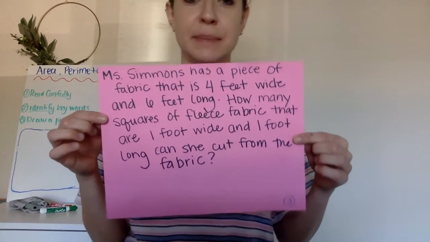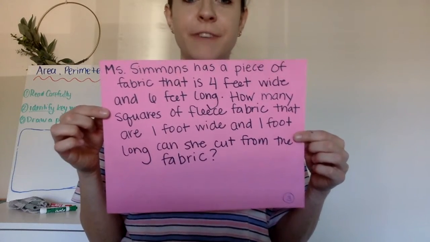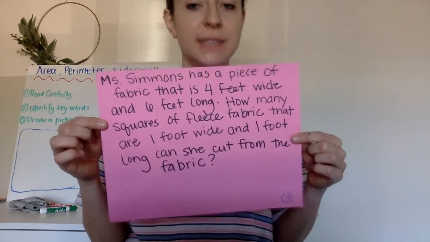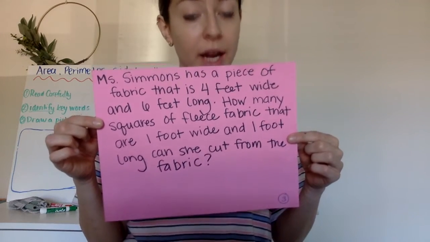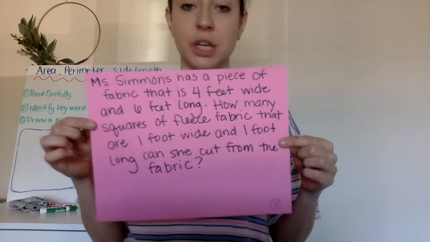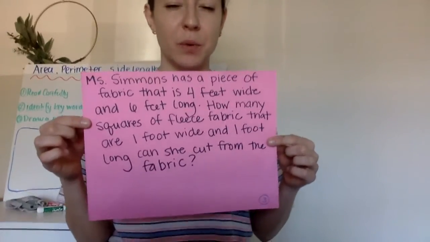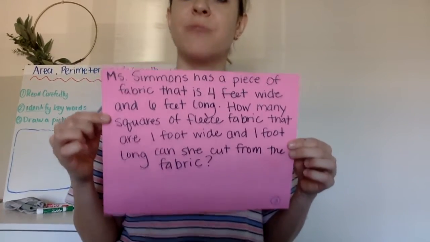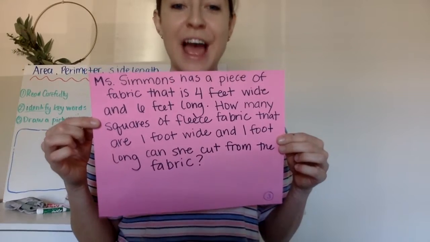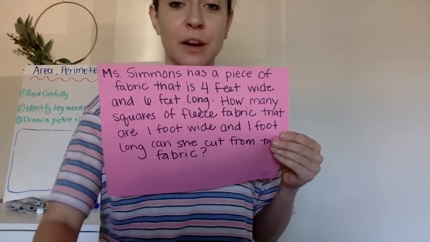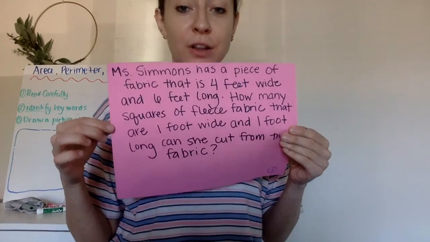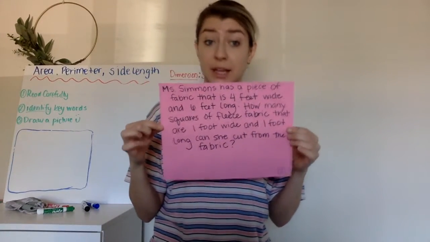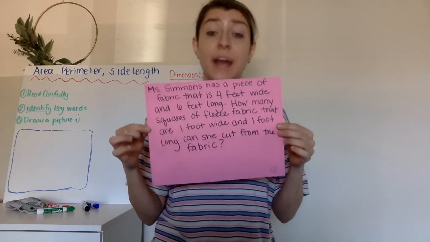Miss Simmons has a piece of fabric that is 4 feet wide and 6 feet long. How many squares of fleece fabric that are 1 foot wide and 1 foot long can she cut from the fabric? Let's read it one more time. Miss Simmons has a piece of fabric that is 4 feet wide and 6 feet long. How many squares of fleece fabric that are 1 foot wide and 1 foot long can she cut from the fabric? Okay, now we are going to identify our key words.